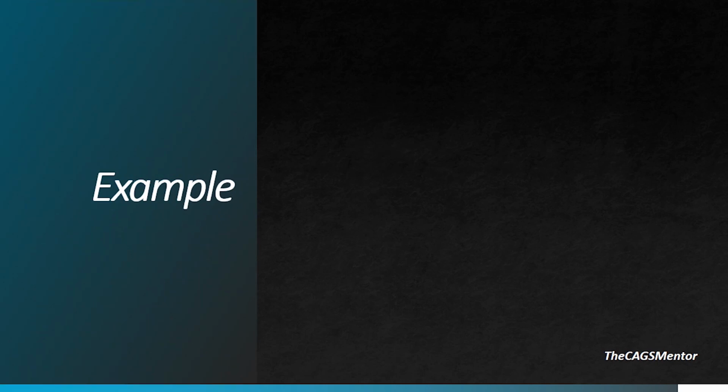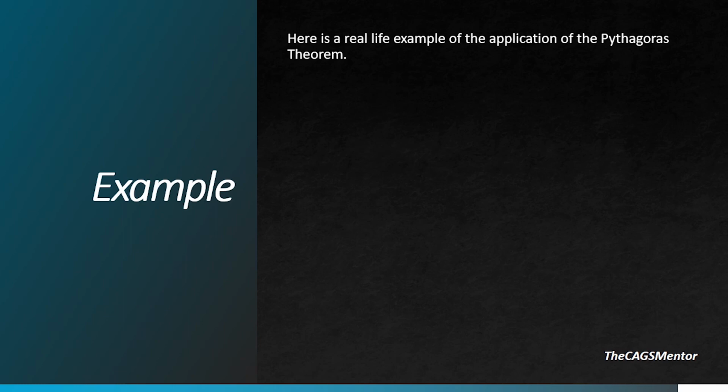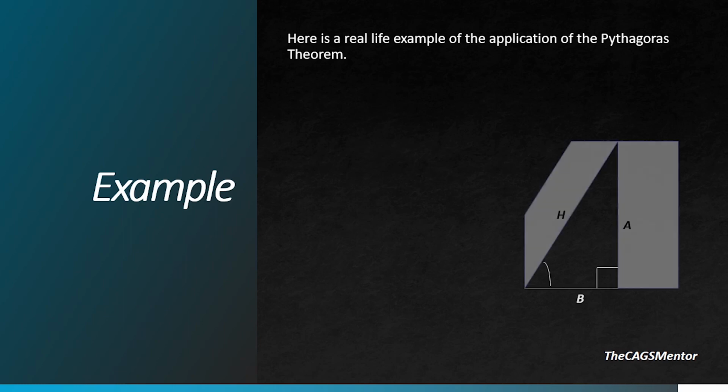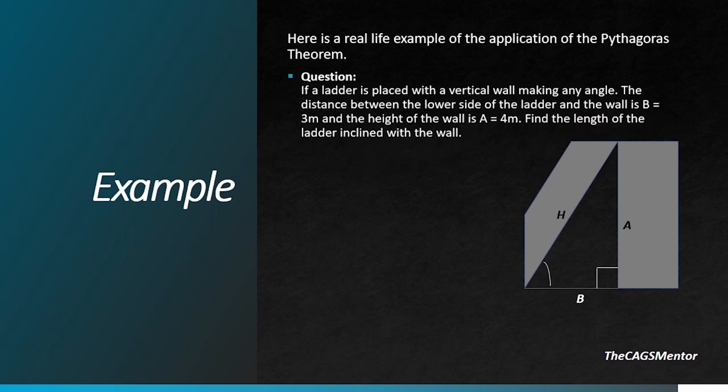Now let us take an example of a right triangle. Here is a real life example of the application of the Pythagoras theorem. You can see a figure here. The question is, if a ladder is placed against a vertical wall making an angle theta, the distance between the lower side of the ladder and the wall is b equal to 3 meters. It means that the distance is 3 meters and named as b, and the height of the wall is a, that is equal to 4 meters. We have to find the length of the ladder inclined with the wall.